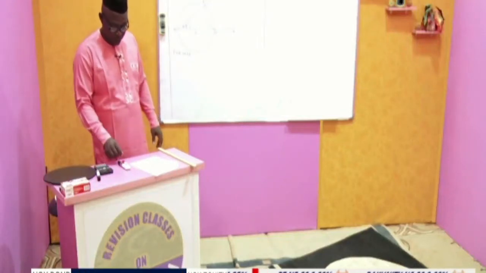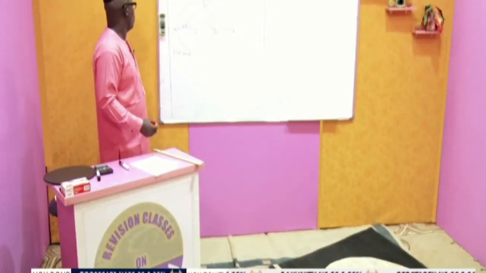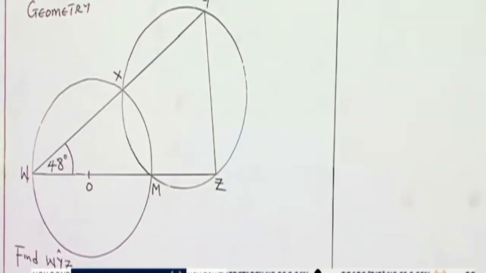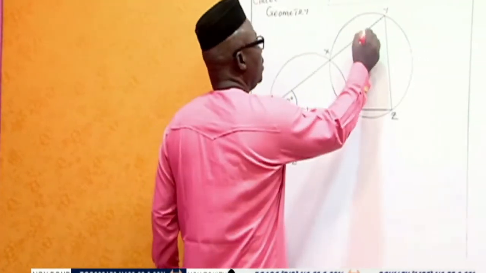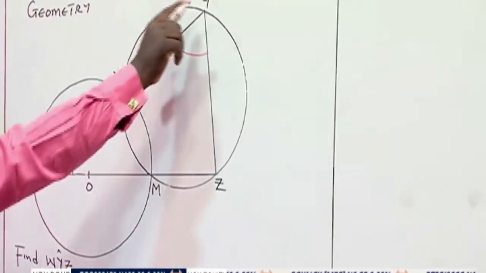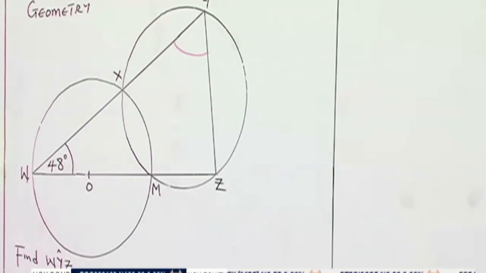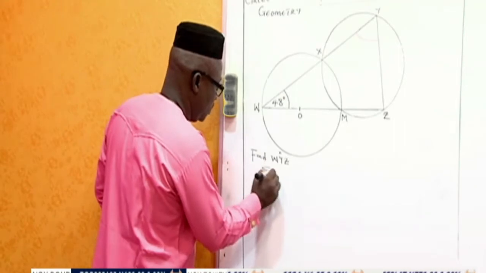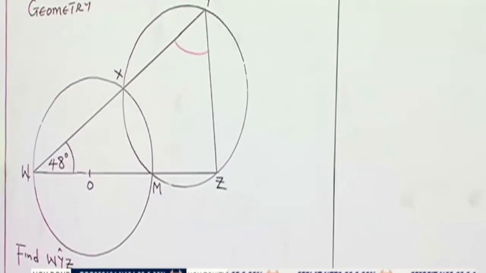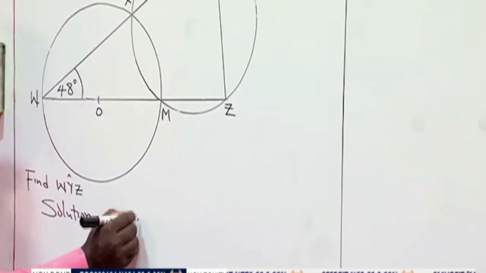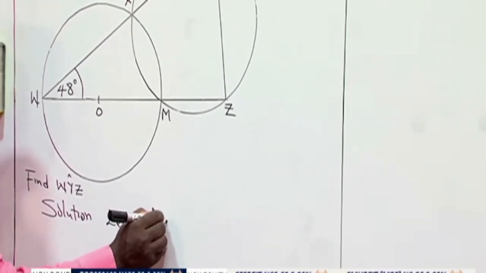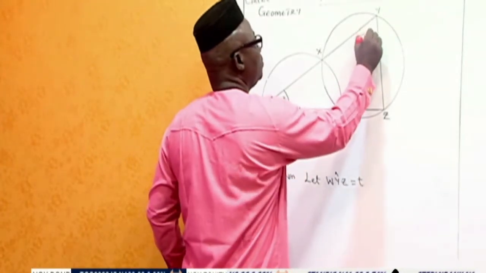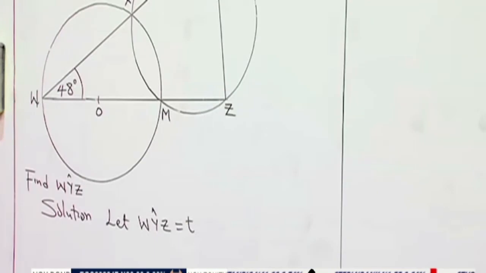Now, our next question is on the board. We are required to find angle WYZ. So we'll identify that angle in the diagram. This is angle WYZ. So that is what we are looking for. So to answer this question, we can say our solution will let WYZ be the same as T. So I'm going to put T in place of WYZ.